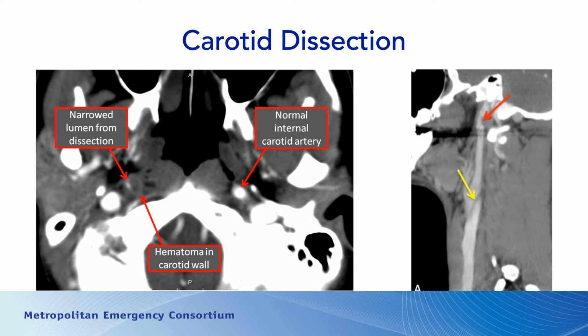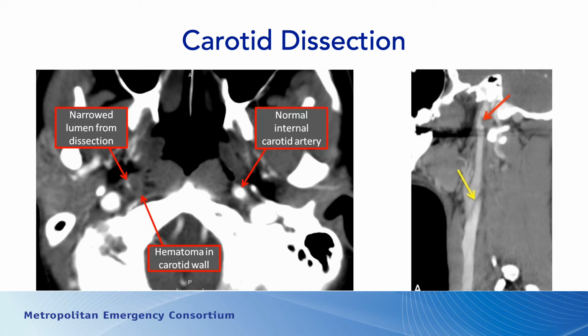So if you look at this on the left-hand side, you can see the red arrow. That's a normal carotid artery. It's fairly round. It's well lit up. It's lit up because there's intravenous contrast in the artery. Whereas if you look on the other side, you can see a little flash of white, which is contrast. The rest is narrowing of the lumen because of a hematoma in the carotid wall from the dissection.